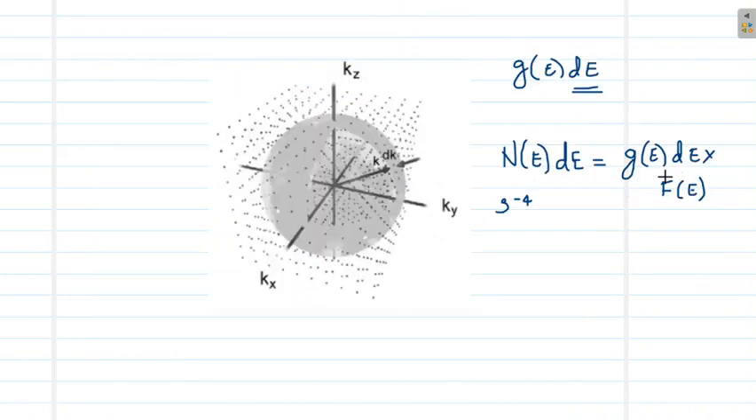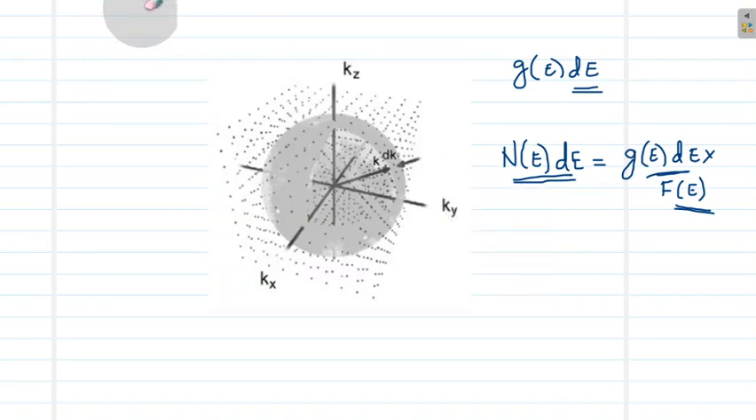Now have a brief conceptual analysis about this equation. If you multiply the probability of finding an electron in a state with the number of states within an energy interval, you can find the number of electrons in that energy interval. So that is the concept. Now let us move on. We will think about this equation of N of E dE.